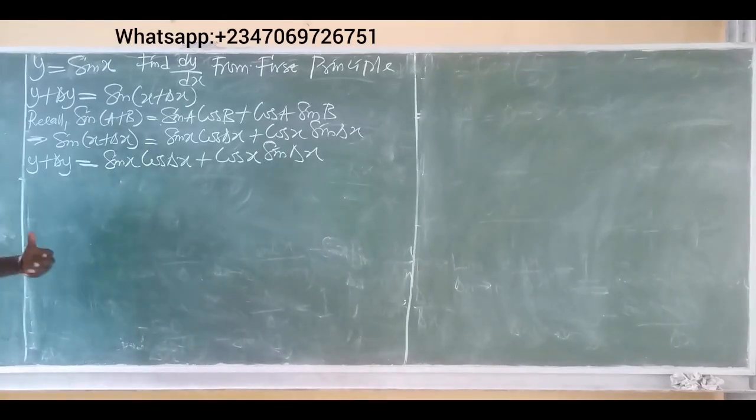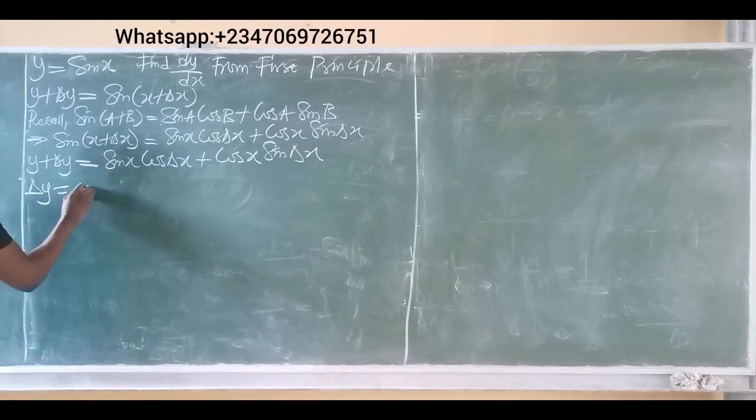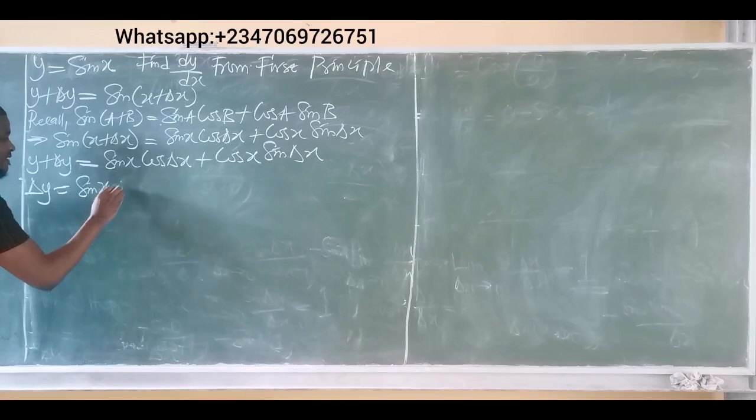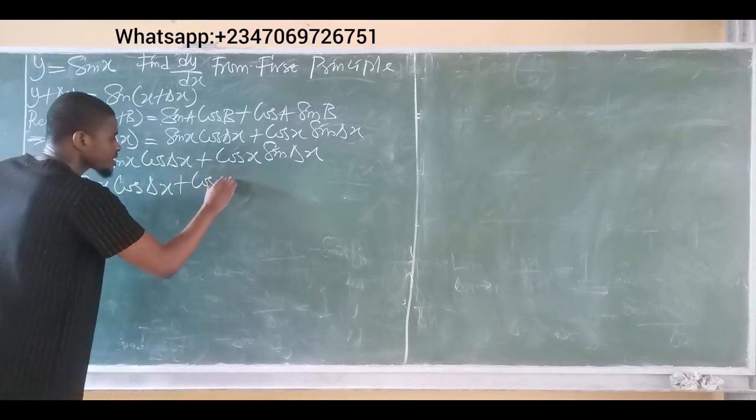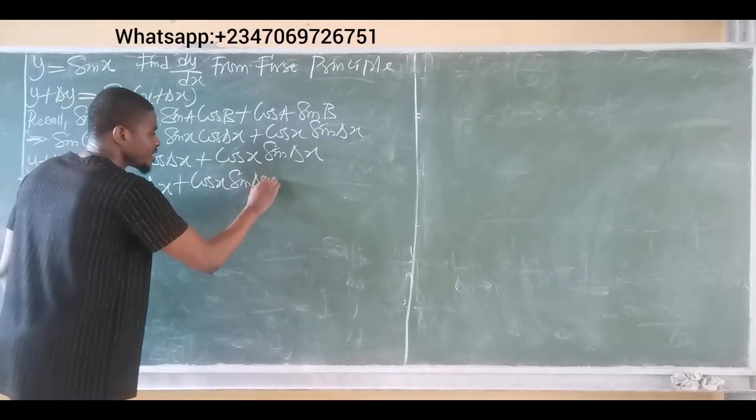What next? We want to find dy/dx, so it makes more sense for me to leave change in y over this side. So simply transfer y to the other side of the equation. Therefore you have change in y is going to be equal to sin x cos(change in x) plus cos x sin(change in x).